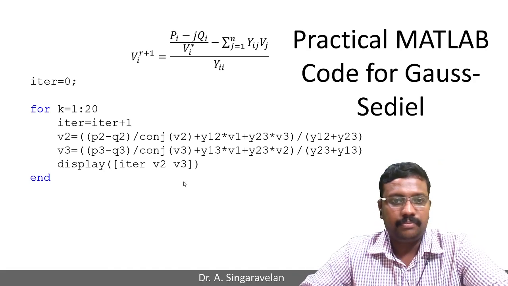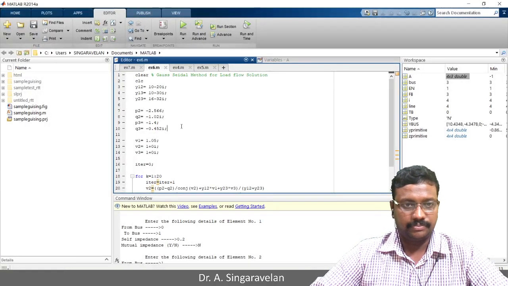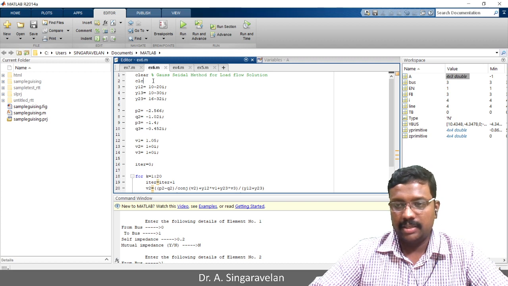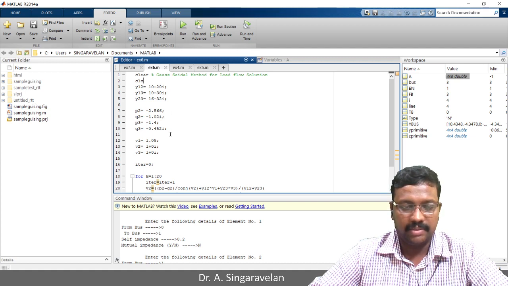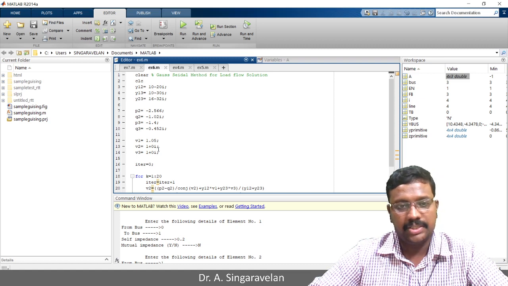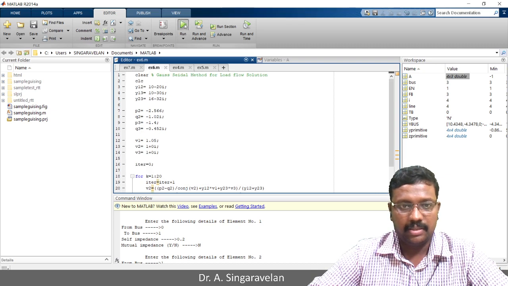Okay, let's check how this program is given. It is the same program. I am clearing all the values and all the data, and then I am giving y12, y13 and y32. These are all the data given in the question. Lines 13 and 14 are the initial assumptions we are making for v2 and v3, and for every iteration v2 and v3 get new values, and we are going to display all these values. Let's start.